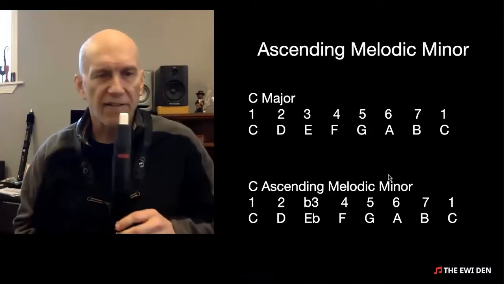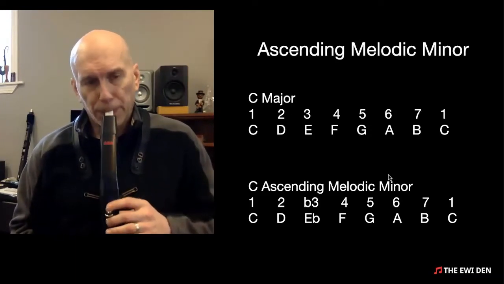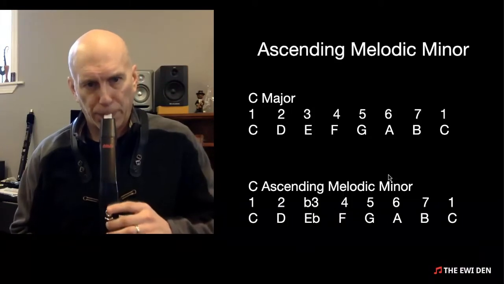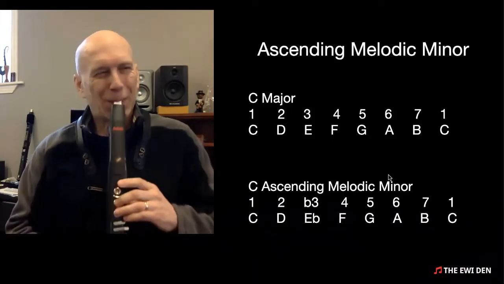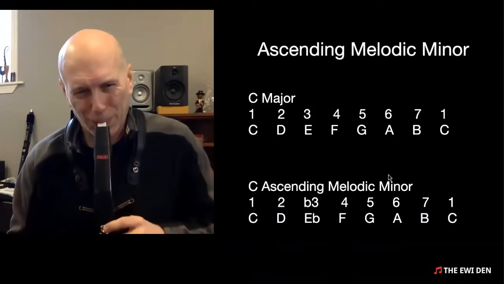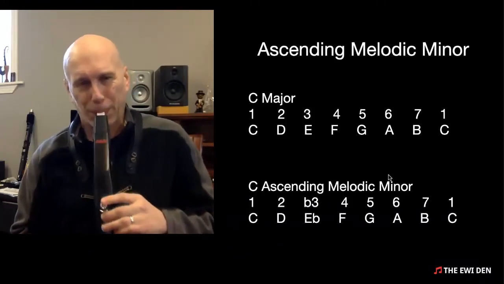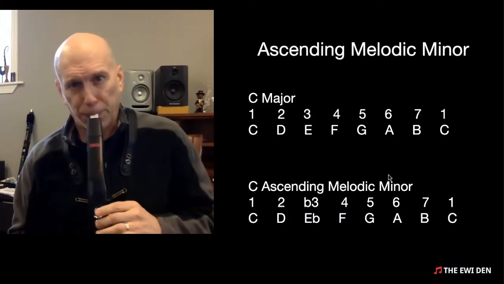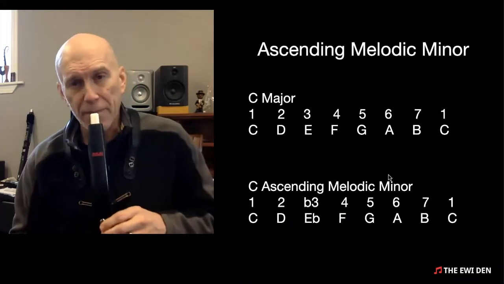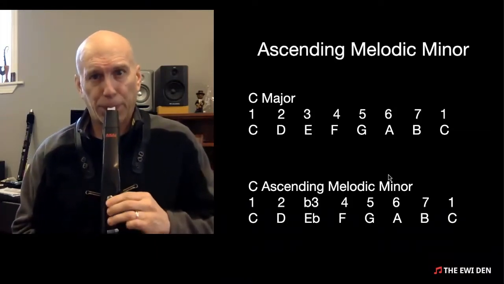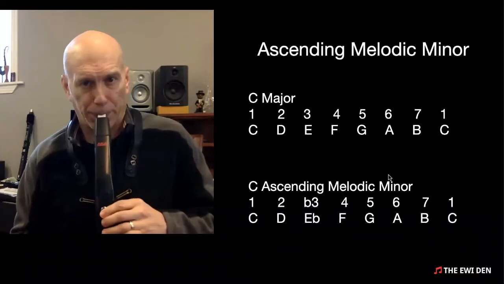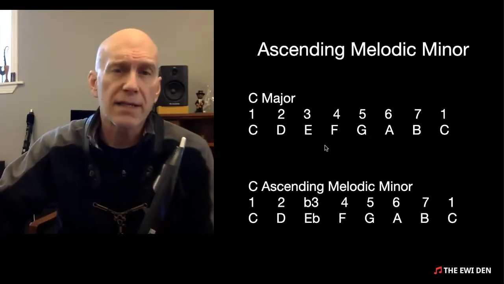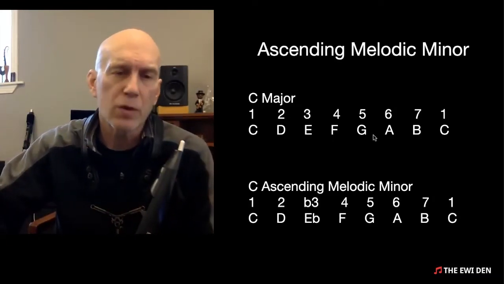So I'll just do C and F. Here's C. C ascending melodic minor. F major. F am. And it really wouldn't take but a couple days until that starts to get pretty easy to think about. So that's a very worthwhile activity.